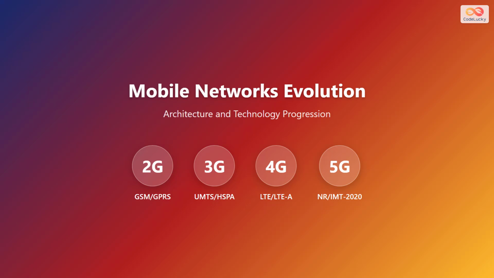Let's explore the evolution of mobile networks, covering the architectural and technological advancements from 2G to 5G. We'll discuss the key features of each generation and how they've shaped the mobile communication landscape. The following networks are covered in this presentation: second generation or 2G, third generation or 3G, fourth generation or 4G, and fifth generation or 5G.